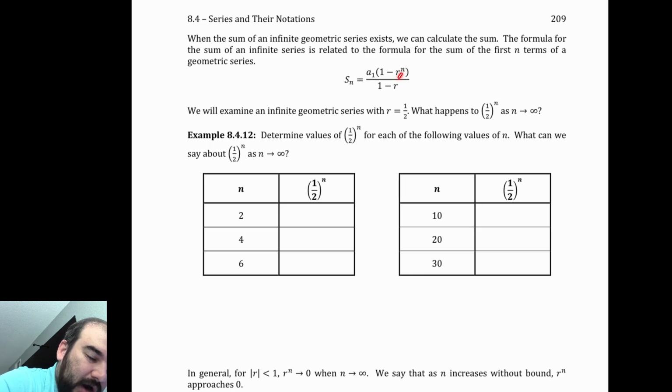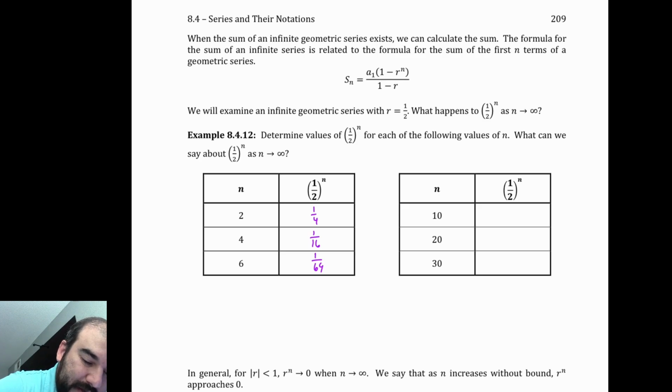Essentially, if the r is between 0 and 1, like 1/2, for example, and you take 1/2 to the nth power and you let n grow larger and larger, essentially to infinity, what happens is that this 1/2 to the n will eventually approach 0, right? If you take 1/2 to the second power, that's 1/4, which means it got smaller. If I take it to the fourth power, that's 1/16, which is even smaller. To the sixth power is 1/64, which is even smaller.